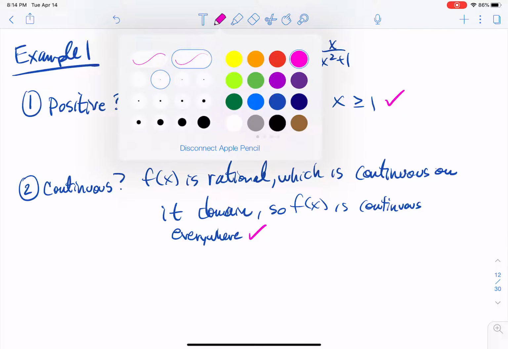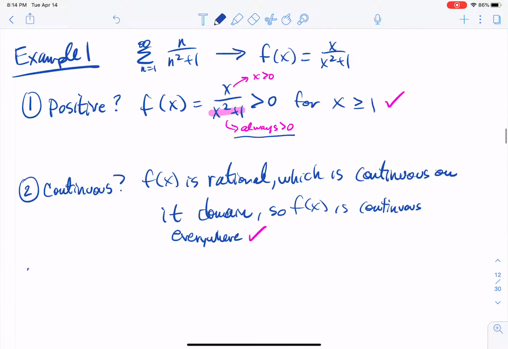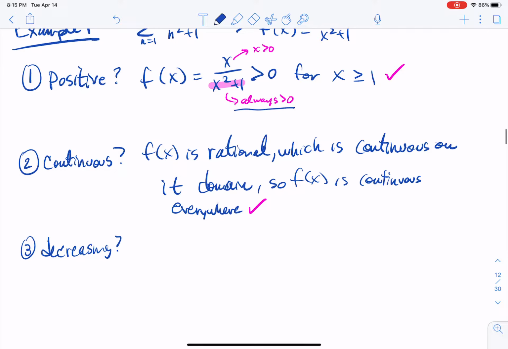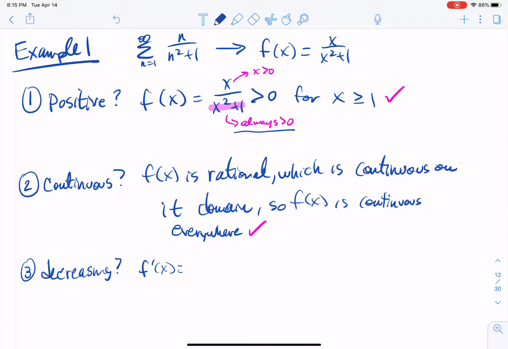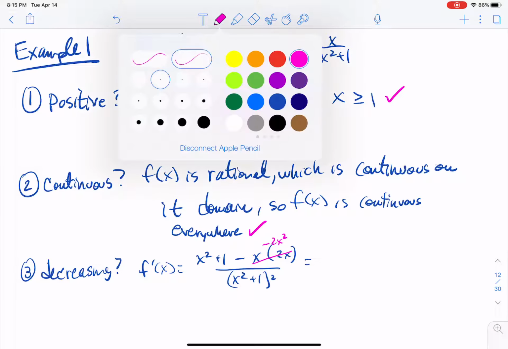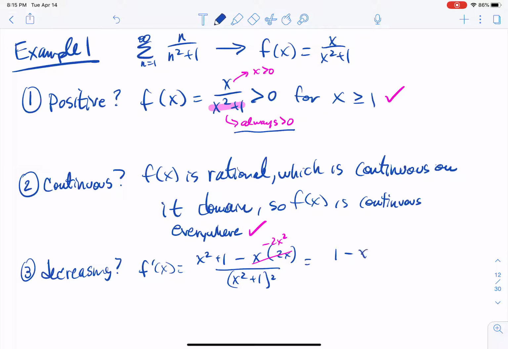Continuity, yes. Positivity, yes. And then our last condition to check is, is it decreasing? So to check decreasing, of course, we take its derivative. And we have a quotient, so we'll have to use the quotient rule. f prime of x is equal to the derivative of the top, which is 1, times the bottom, x squared plus 1, minus the top times the derivative of the bottom, which is 2x, over the bottom squared, x squared plus 1 squared. Now let's simplify, because that second part is a negative 2x squared. Combining like terms, I get 1 minus x squared over x squared plus 1 squared.